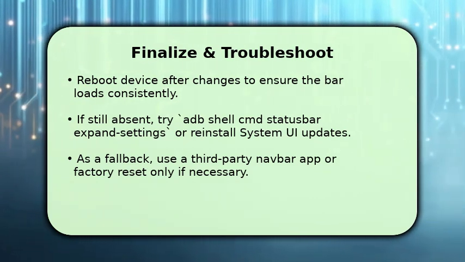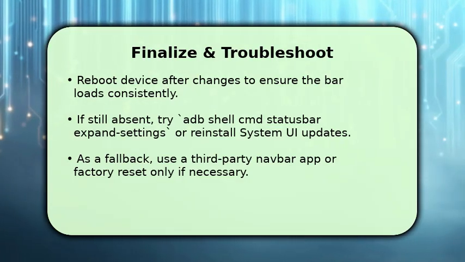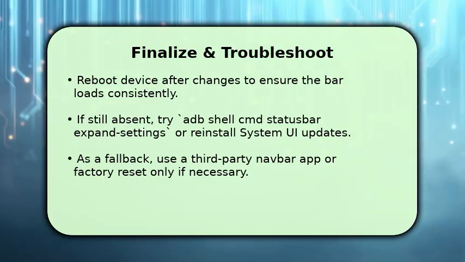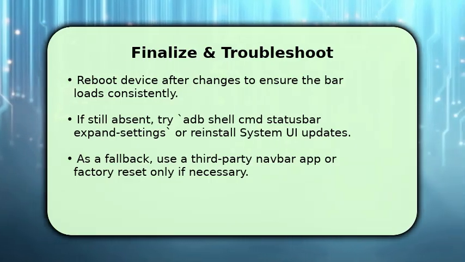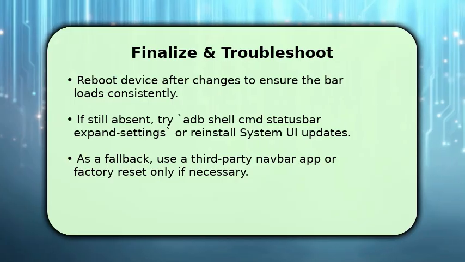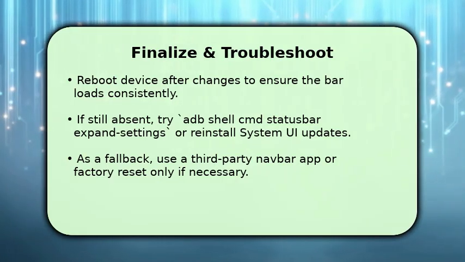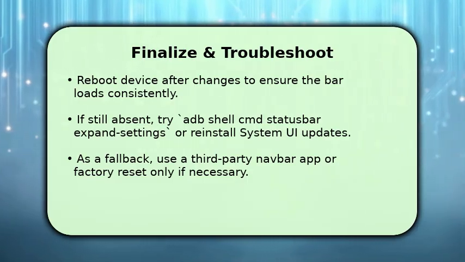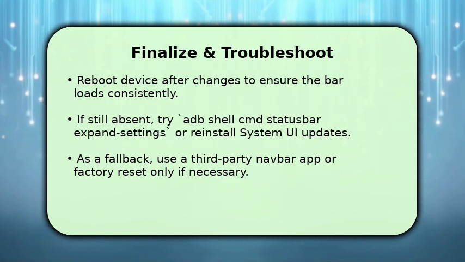If the navigation bar still fails to appear, try a secondary ADB command to refresh system UI or reinstall recent system UI updates that might have corrupted the layout. As a last resort fallback, install a reputable navbar app or perform a factory reset only after backing up data. Troubleshooting tip: verify you didn't disable system UI or nav services in a permissions manager. Re-enable them first.